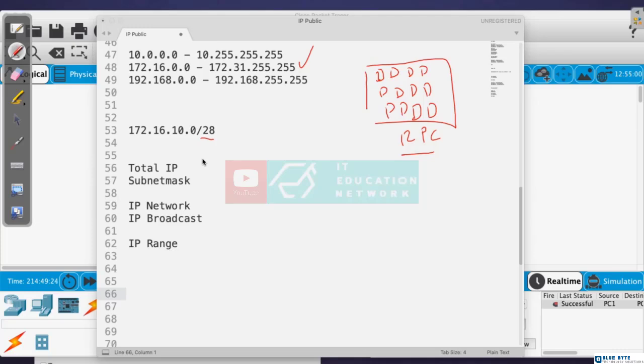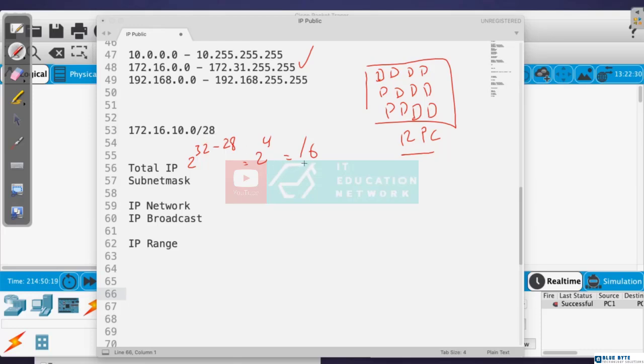Okay, now let's calculate the total IP. The formula is 2 to the power of 32 minus the prefix. In this case, the prefix is /28. 32 minus 28 is 4. So, 2 to the power of 4. The result is 16. So, the total IP for prefix /28 is 16.